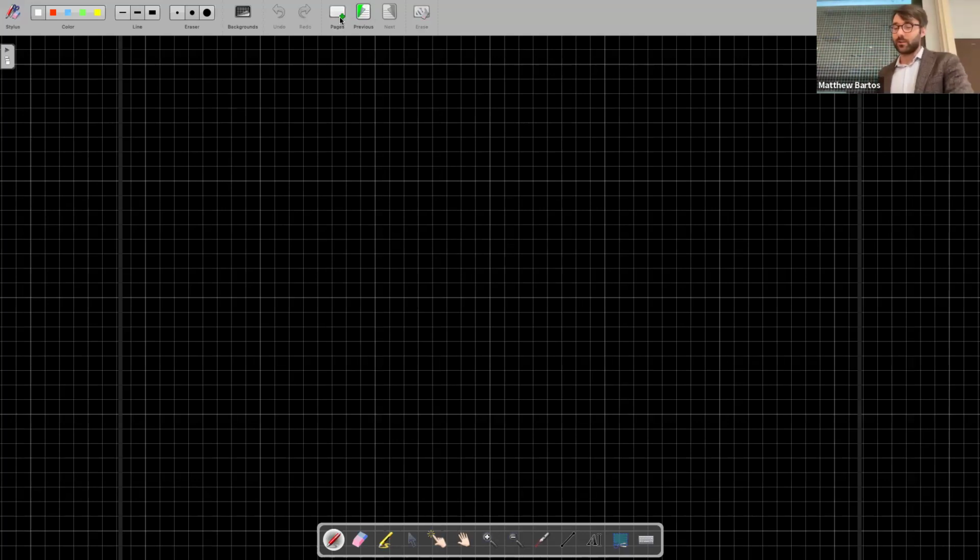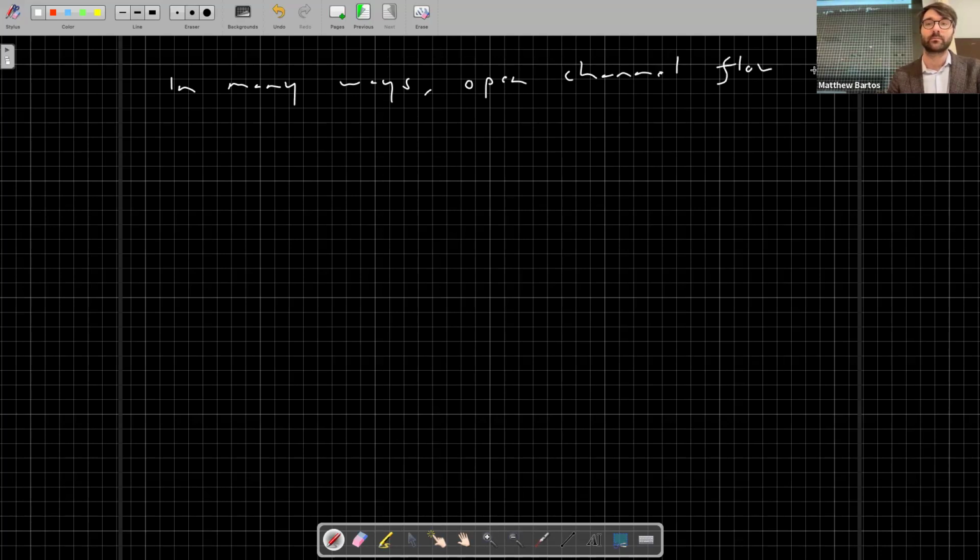And first, I want to just give some context for open channel flow and how it is both similar to and differs from pressurized pipe flow that we've been talking about up until this point. So in many ways, open channel flow and pipe flow are very similar. They're similar in that they're going to be governed by the same basic physical equations.